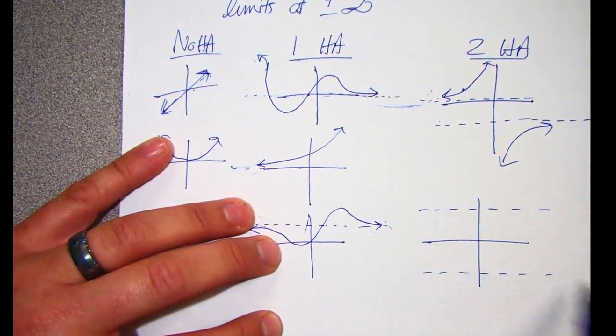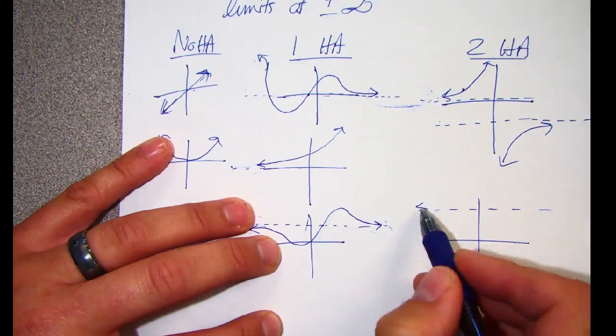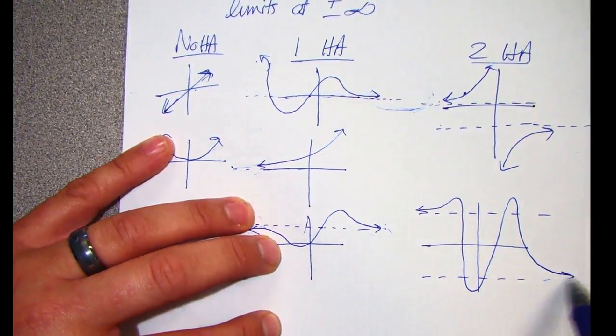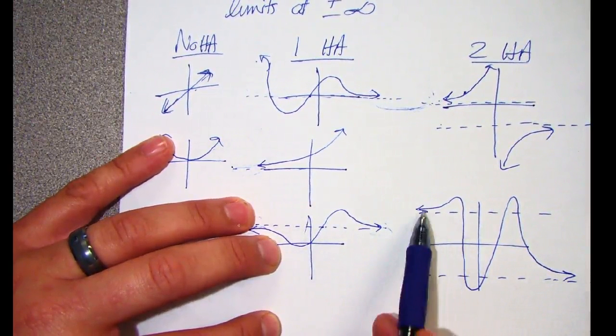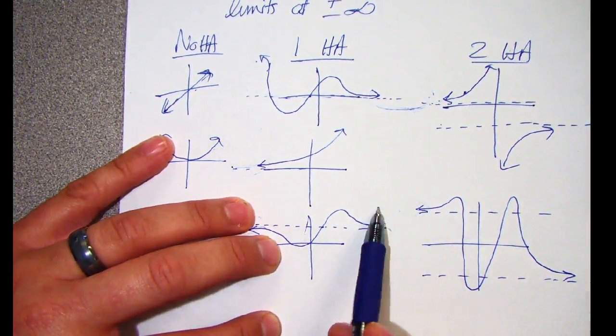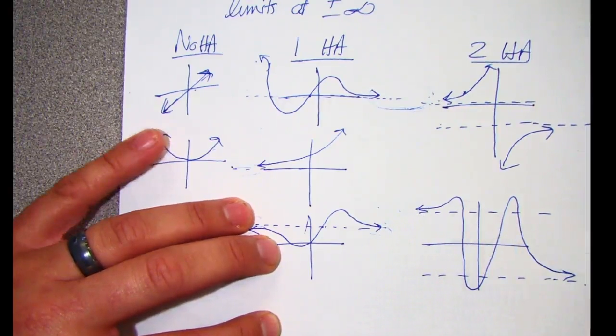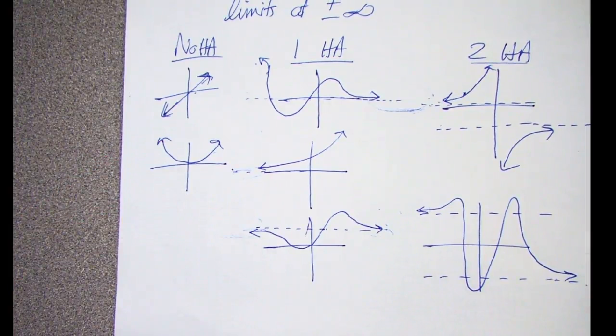Again, you can cross through horizontal asymptotes in the middle. So you could get something like this. And it's an asymptote because as I go to the left forever, it gets closer to this. As I go to the right forever, it gets closer to this. I can cross through in the middle as many times as I want to.